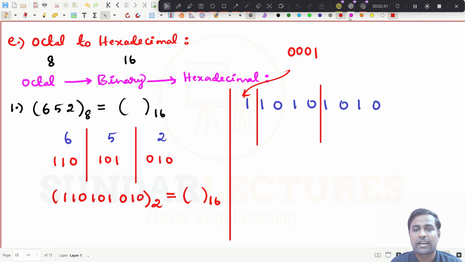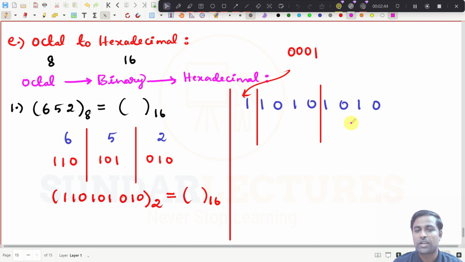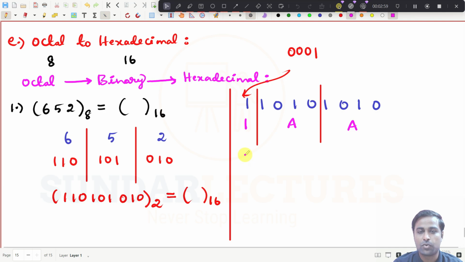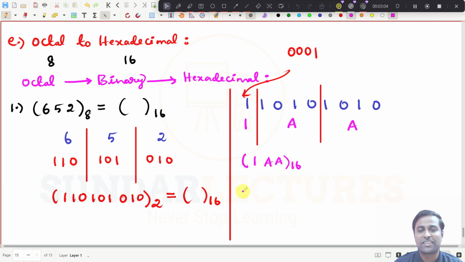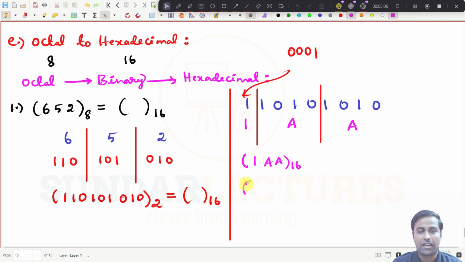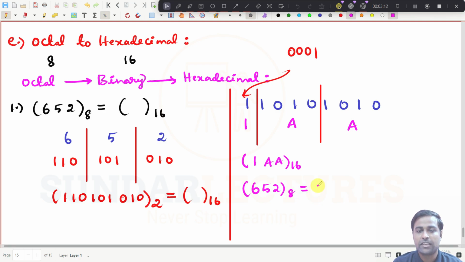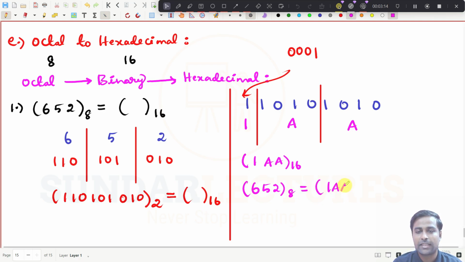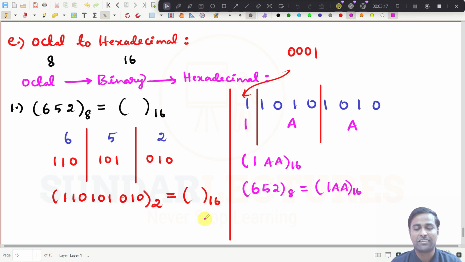So now you directly write the answers. What is 1, 0, 1, 0? It is A. What is again 1010? Again it is A. What is 0001? Equivalent value of hexadecimal? It is 1. Right? So now we have got the answers. This is 1A at the base of 16. So what is the actual thing? 652 at the base of 8 will be equivalent to 1A at the base of 16.